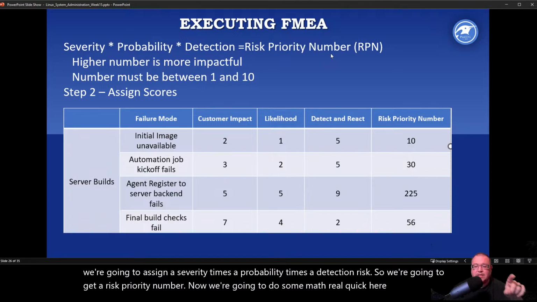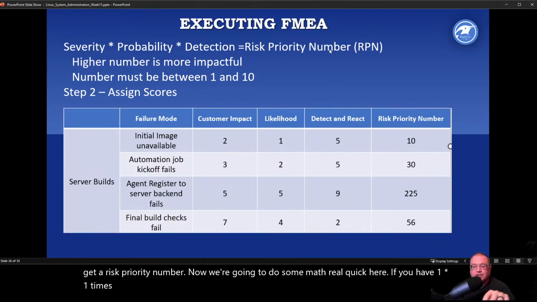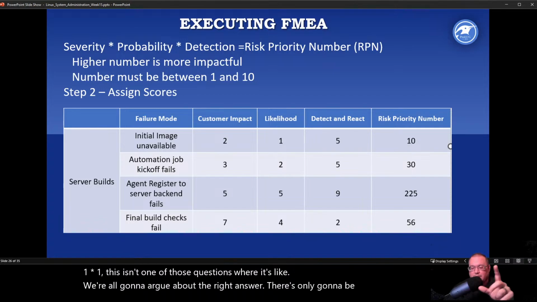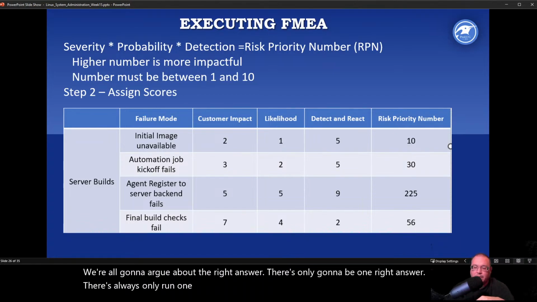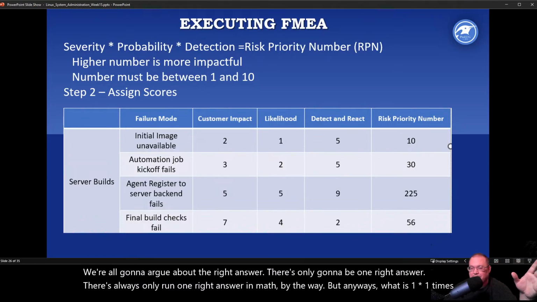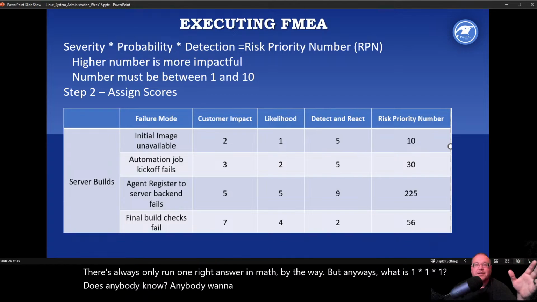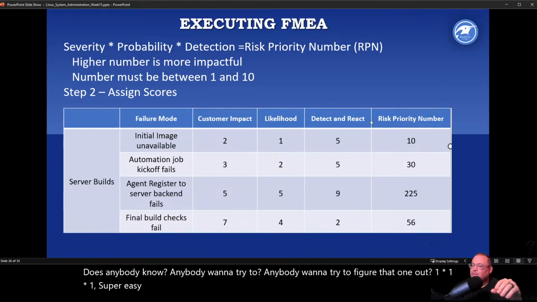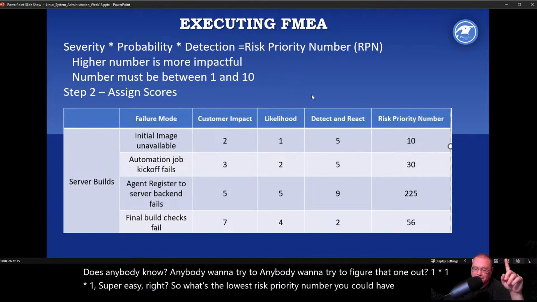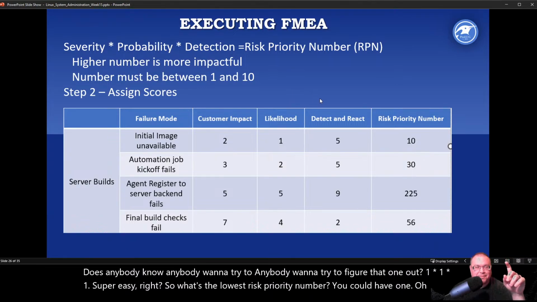If you have 1 times 1 times 1, this isn't one of those questions where we're all going to argue about the right answer. There's only going to be one right answer. There's always only one right answer in math, by the way. But anyways, what is 1 times 1 times 1? Does anybody know? Anybody want to try to figure that one out? 1 times 1 times 1. Super easy, right? So what's the lowest risk priority number you could have? 1.